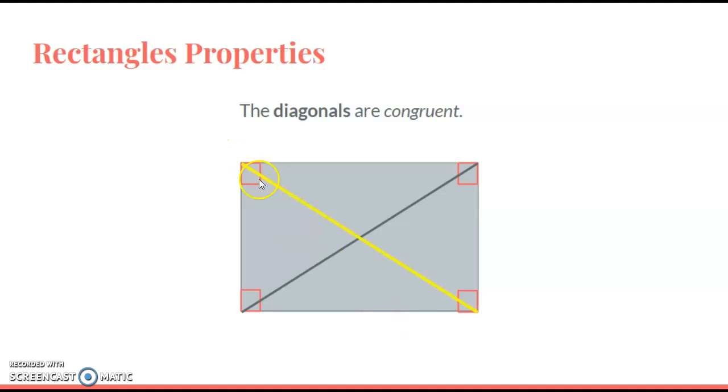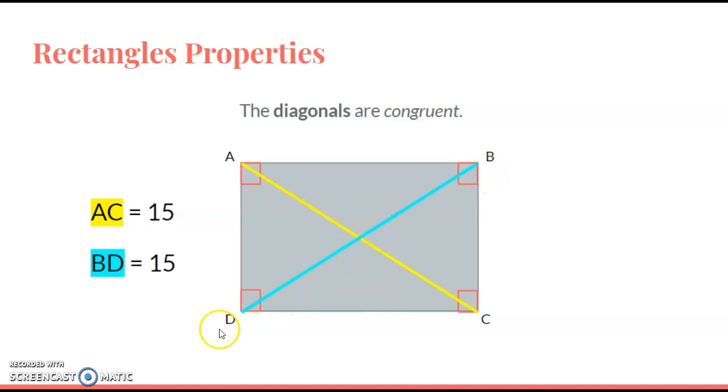That means if I draw this one in yellow, from the top left to the bottom right, and the other diagonal from the bottom left to the top right in teal, these are the same length. So if I put some labels on here and said that AC was 15, this yellow length was 15, then this teal length from B to D is also going to be 15. This is true only for the rectangle, not for the parallelograms as a whole, but again, as we narrow this down, as we are more specific, we gain new properties.